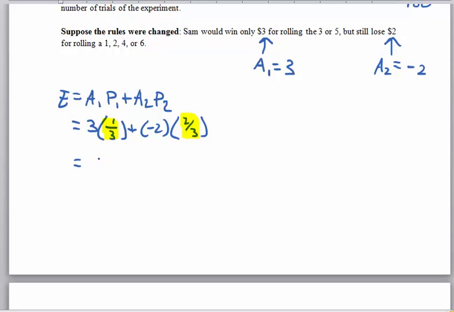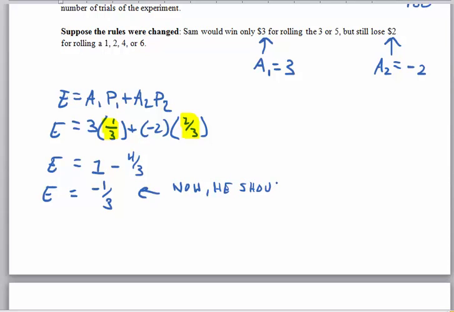So 3 times 1/3 is just 1, and -2 times 2/3 is still -4/3. So 1 minus 4/3 is actually -1/3. So if he's only winning $3 when he rolls those numbers, his expected value actually comes out to be -1/3. Okay, so in this case, he should expect to lose.